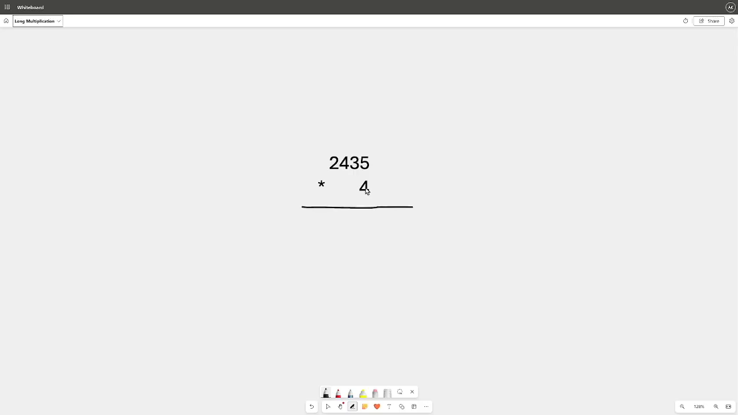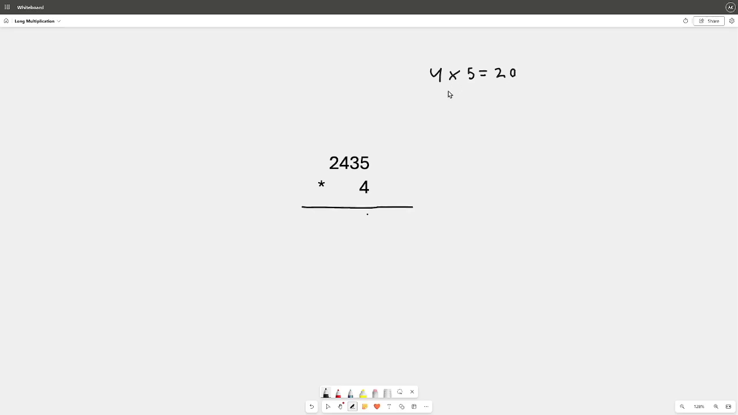So first we're going to do 4 times 5. Now what is 4 times 5? 4 times 5 is going to give us 20, right? 4 times 5 is 20. So we're going to write, just so we can see our work, 4 times 5 equals 20.